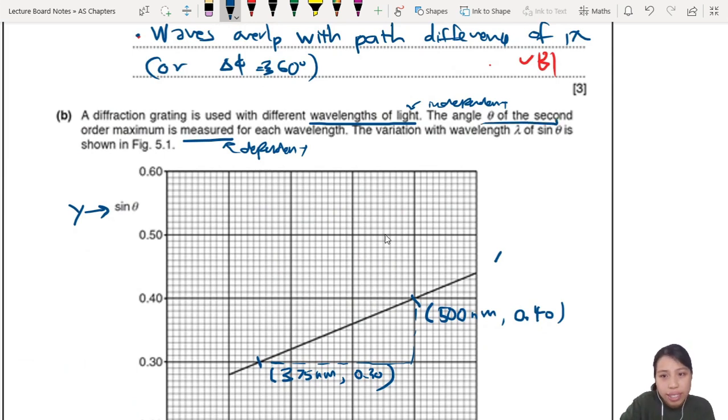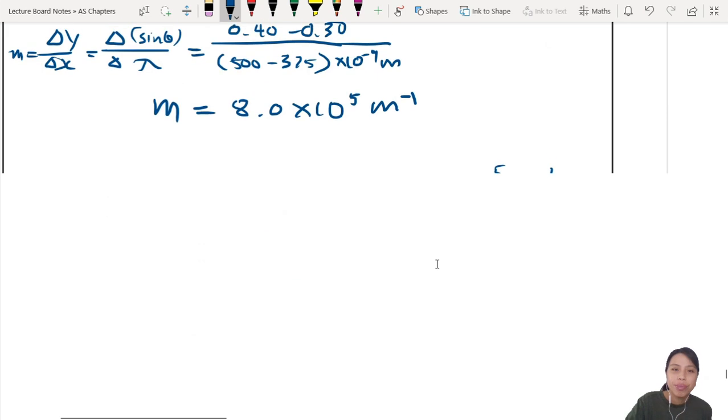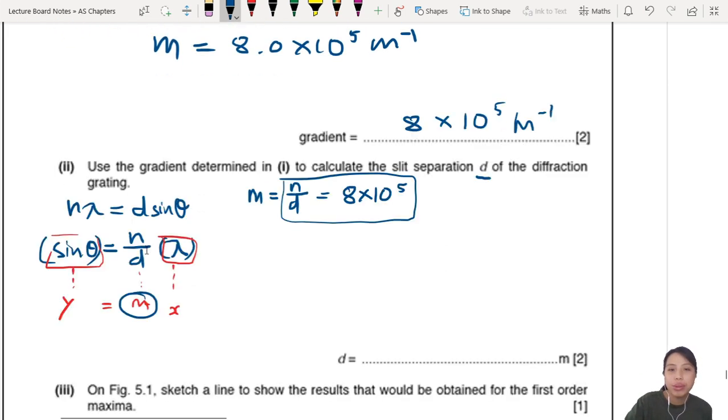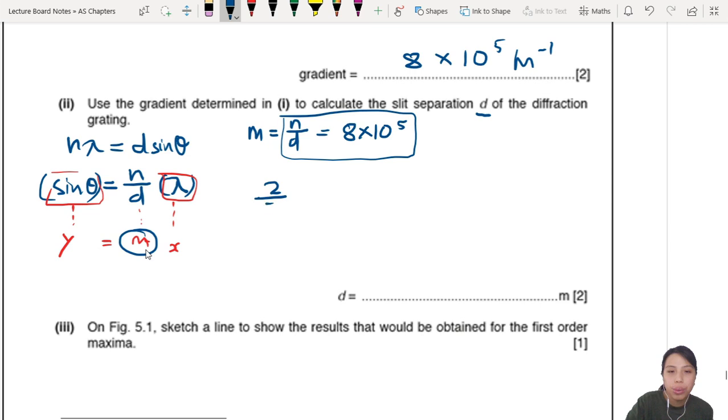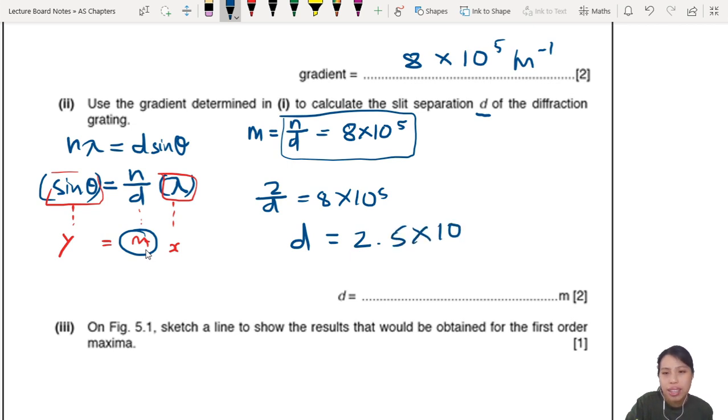Yes, the angle of the second order is measured. So all this angle is for n equals 2. Okay, good to know. So you need to do your second order, n equals 2. So the gradient, 2 over d, equals 8 times 10 to the 5, which means your d will be 2.5 times 10 to the negative 6 meters. That's the spacing between each gap, the spacing between your slits. Okay, so you write here 2.5 times 10 to the negative 6.